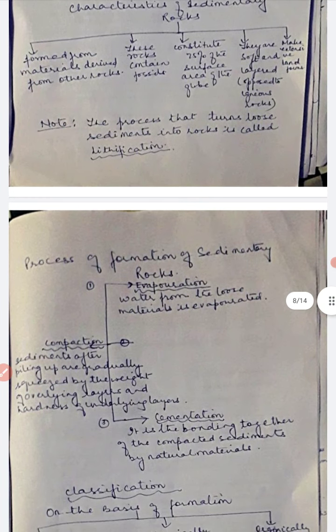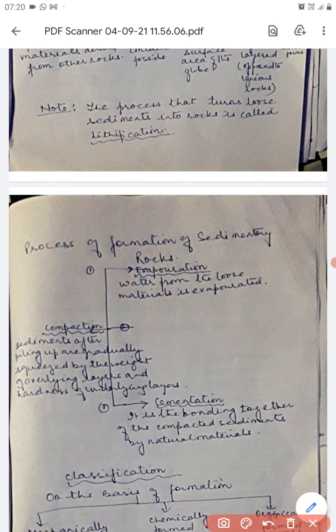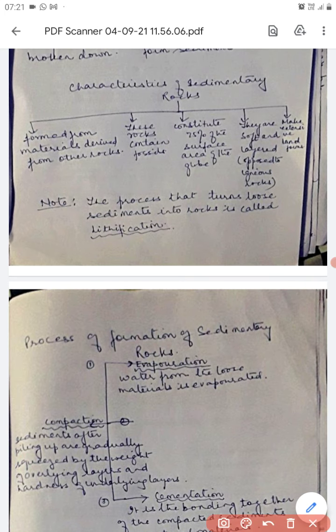Now, what are the characteristics of the sedimentary rocks? First thing, they are formed from the minerals derived from the other rocks. Then, these rocks contain fossils. 75% of the entire world is constituted by the sedimentary rocks. They are soft and layered, and then they are extending the landforms.